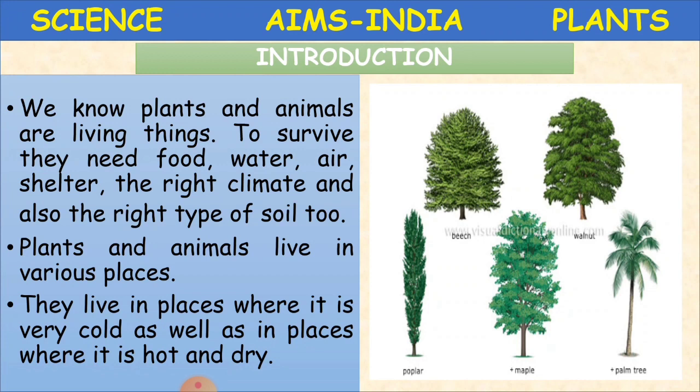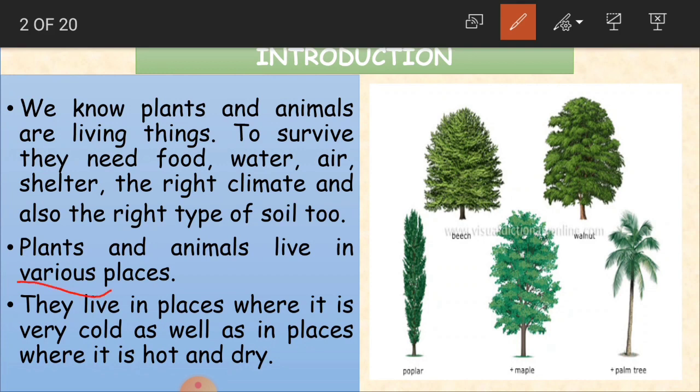Plants and animals live in various places. As I said, they also have their places. They live in so many places. They live in places where it is very cold as well as in places where it is hot and dry. So not only in cold places, they also live in places where there is so much hotness, so much dryness. So different climate conditions like cool climate, hot climate, wet climate, dry climate, in these type of places plants are able to live.